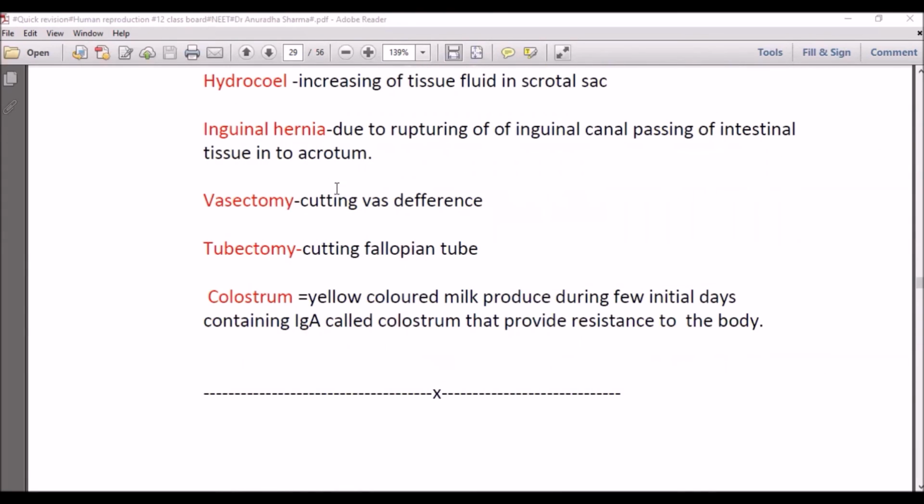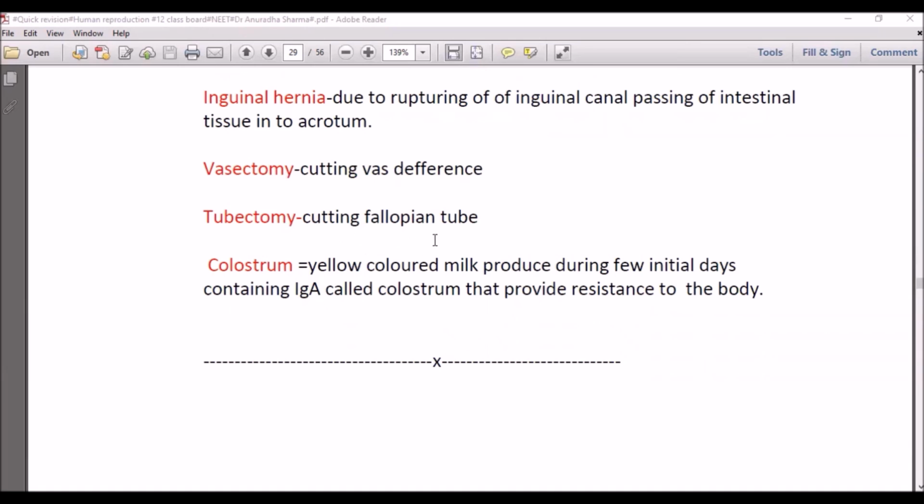Vasectomy: we should know that cutting of the vas deferens is vasectomy. On the other hand, tubectomy is cutting of the fallopian tube. This tubectomy is usually done in females where the fallopian tube is cut so that the ova will not reach the ampullary isthmic region and will not fertilize with the sperm. So to prevent fertilization, we do tubectomy in females, that is, the fallopian tube is cut.